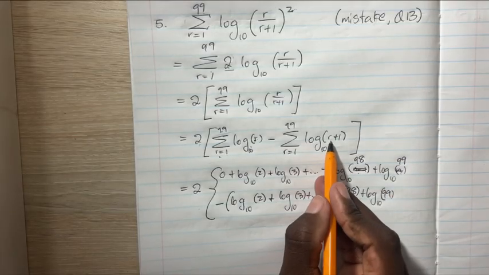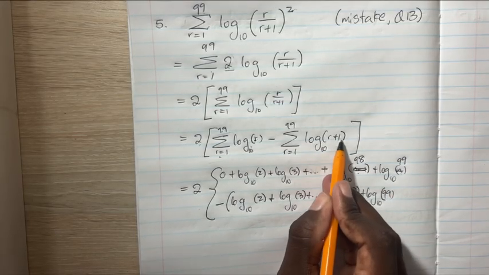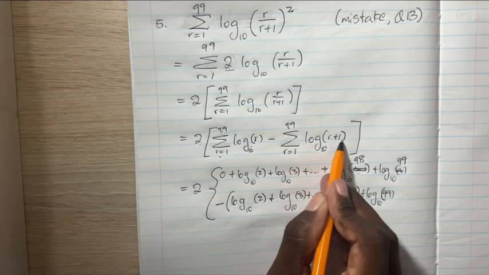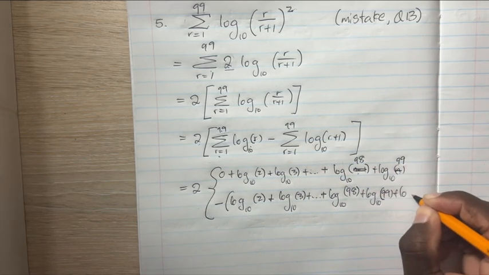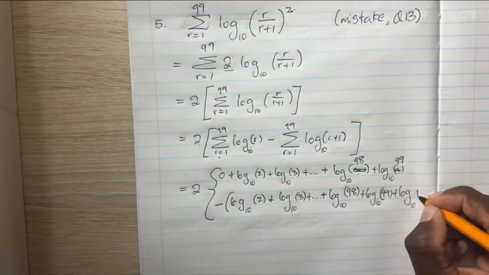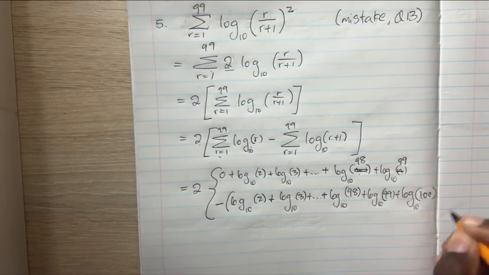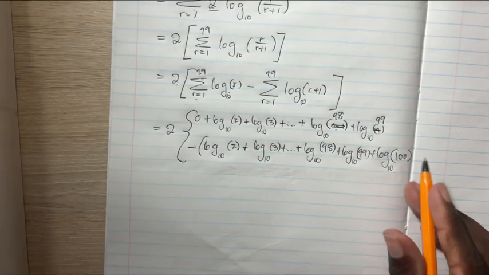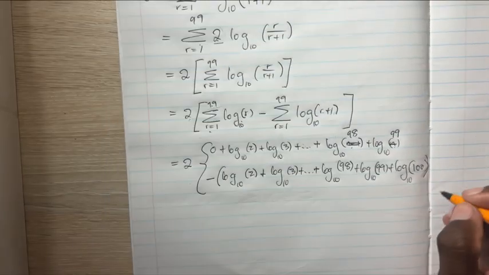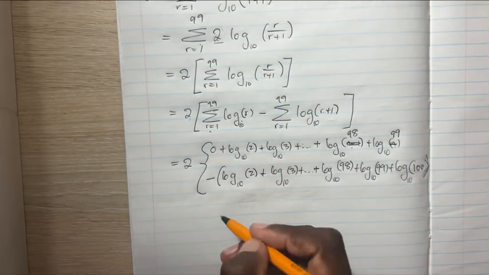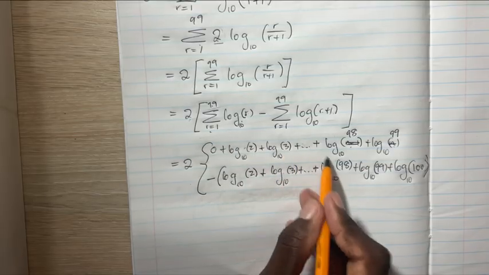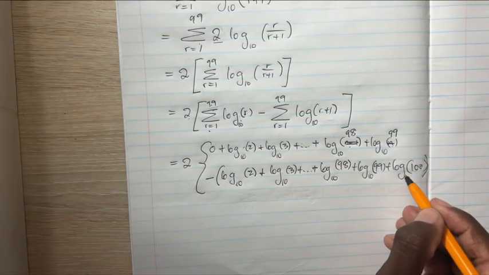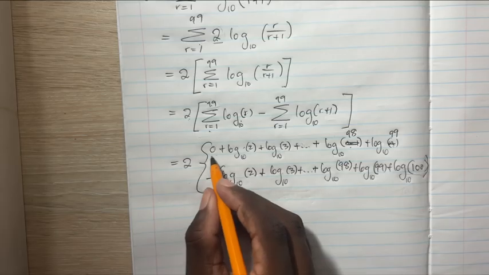This one has r plus 1, so the last term will be 99 plus 1 inside of the log. That's log base 10 of 100, because that's what 99 plus 1 is. It's 100. What happens here? This cancels that. This cancels that. All these terms cancel out in the middle until you have this one and that one.